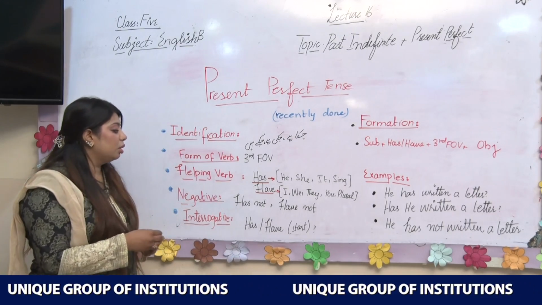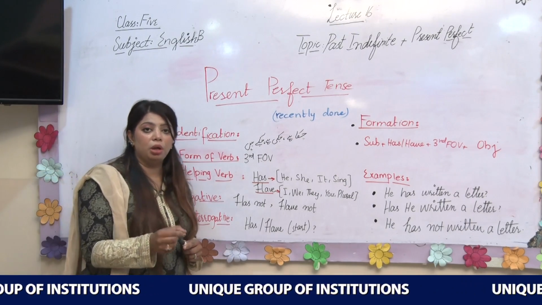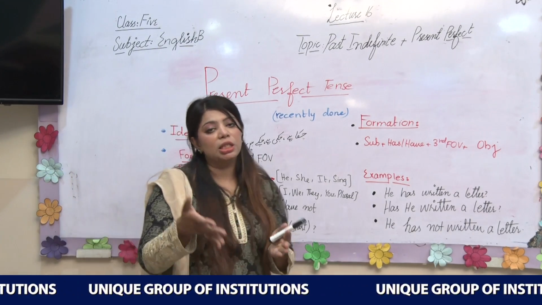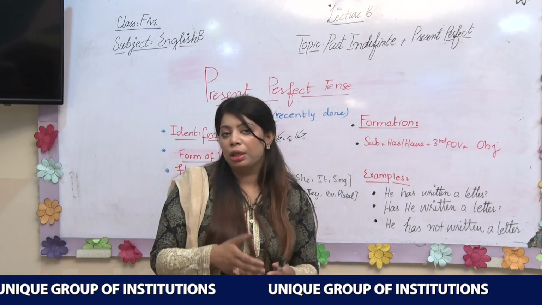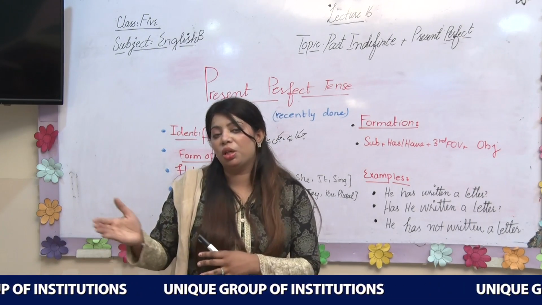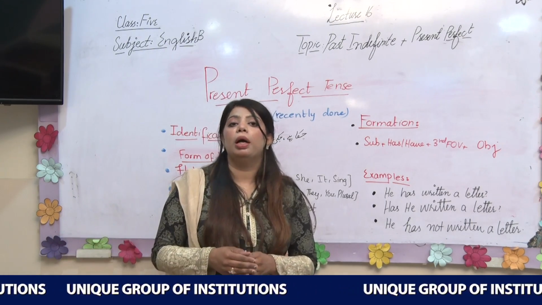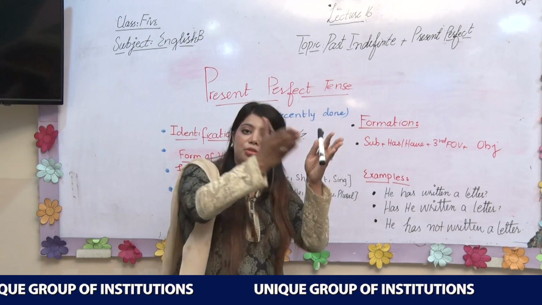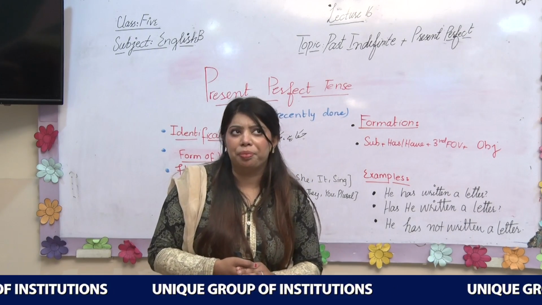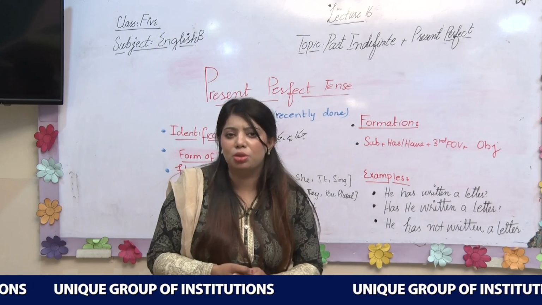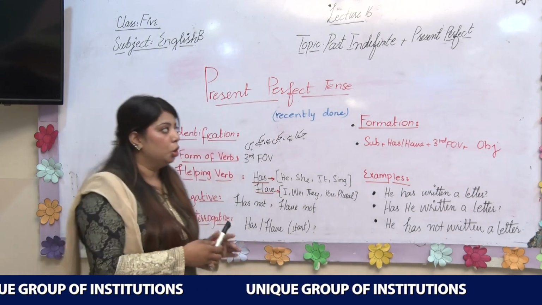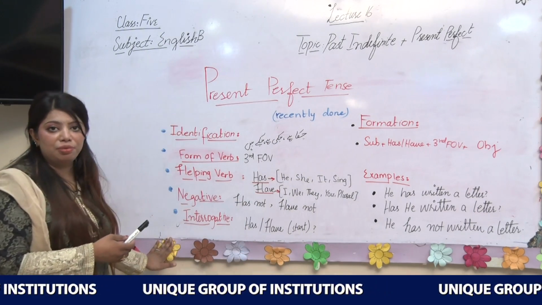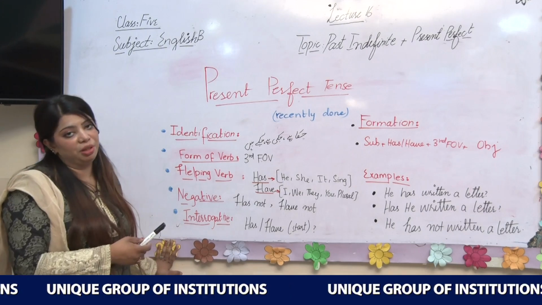In negative, we are using not after has or have. He has not eaten the food, he has not stitched the clothes, so this is all about it. And in interrogative, has and have come first. Has he done his work? Has he gone to the house? So this is all about present perfect tense. By following these 5 tips you can learn the present perfect tense.